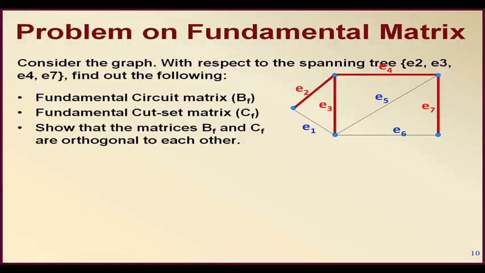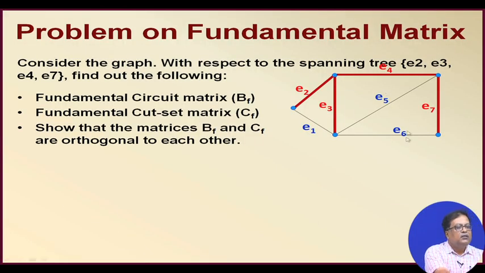Now, consider a graph with respect to the spanning tree E2, E3, E4 and E7, and find the fundamental circuit matrix and the fundamental cut set matrix, and show that the matrices are orthogonal to each other. So, this is the question that we shall take up now.